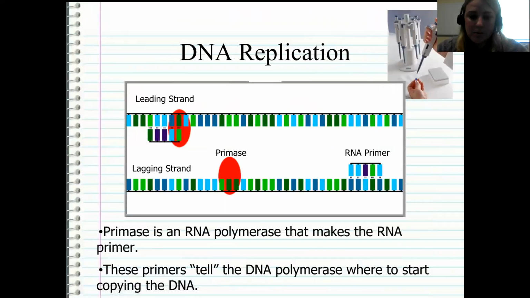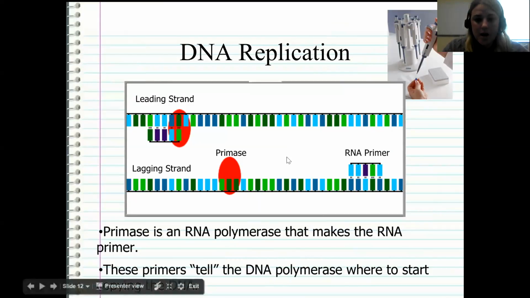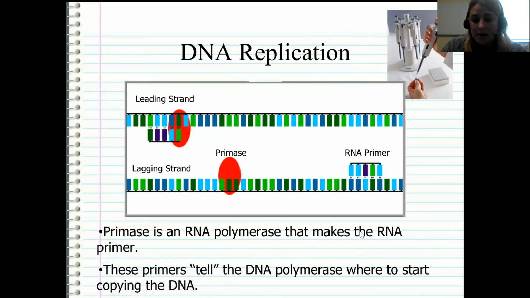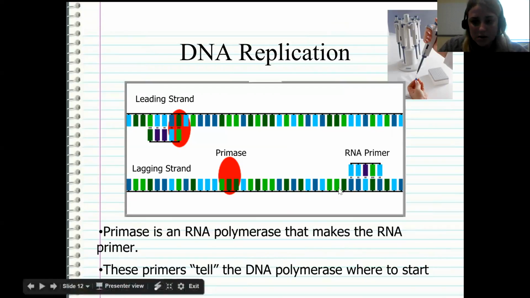So now we need a primase. Just like you need a primer before you paint a wall, that's what we need in DNA replication. Primase is going to come in and make an RNA primer. These primers are going to tell the DNA polymerase where to start. The DNA polymerase is responsible for bringing these bases to the strands.